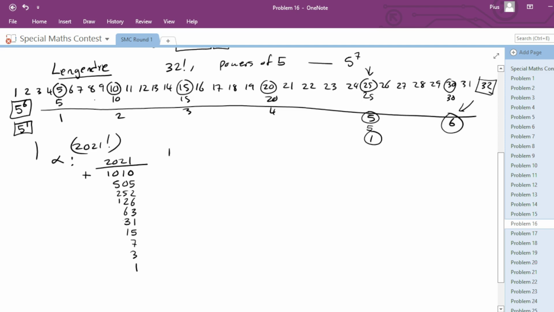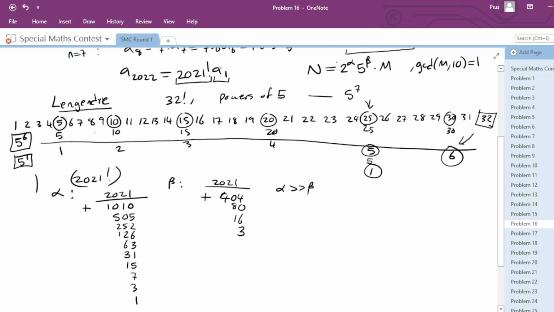Then we can do the same to calculate the value of beta in this case. So once again we do 2021, then we divide by 5 this time around. Okay, so this is what we have, and we just add this up. So from the values we're getting here, we see that beta is going to be a lot less than alpha, so it seems like it might be the point of interest.